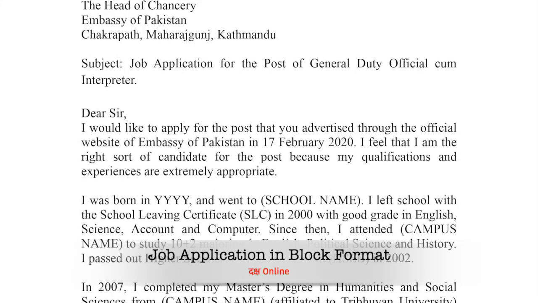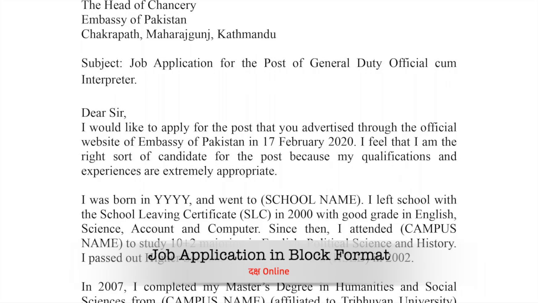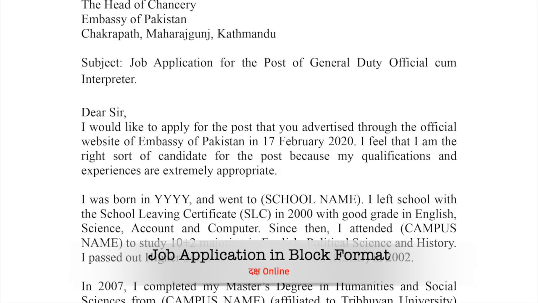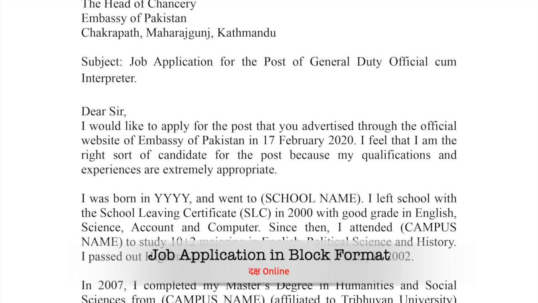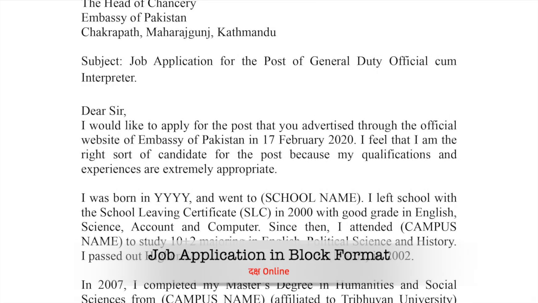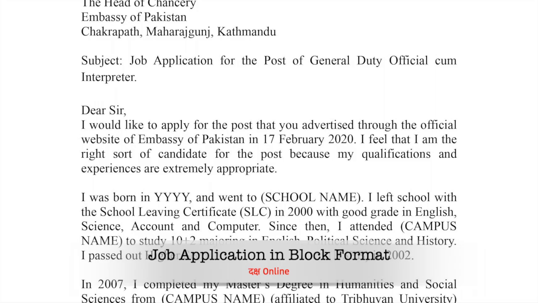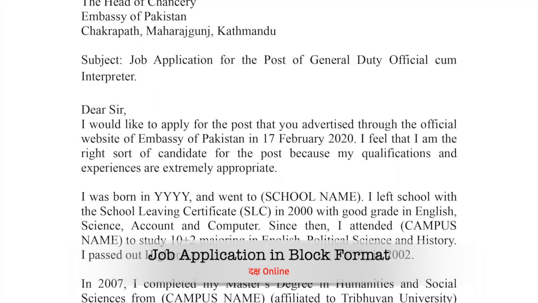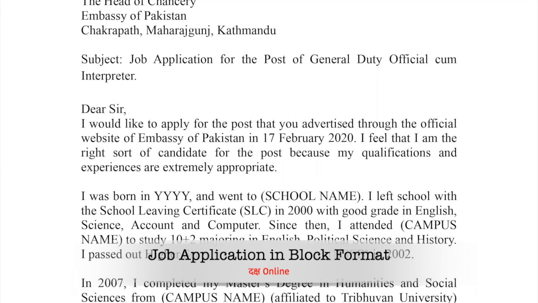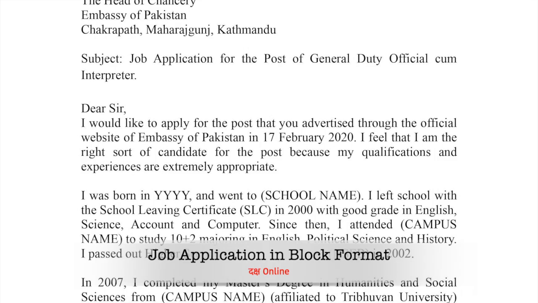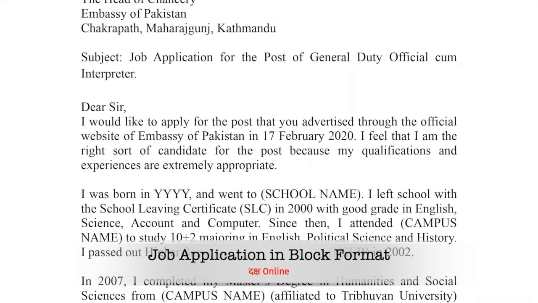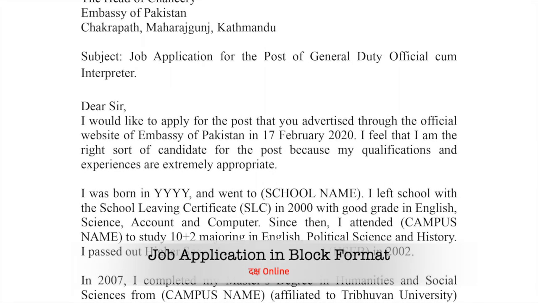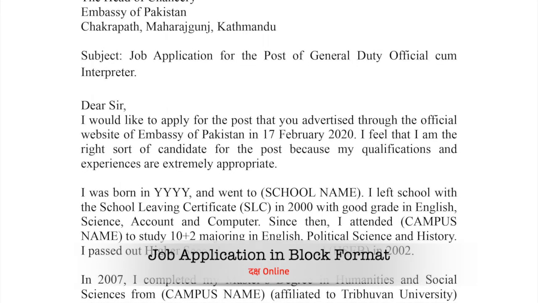In a simple example, if you are writing a job application on the basis of vacancy announcement announced through the official websites or through the official media or national or regional newspapers, that is solicited job application. Whereas if you're writing a job application without any vacancy announcement, it is known as unsolicited job application letters.